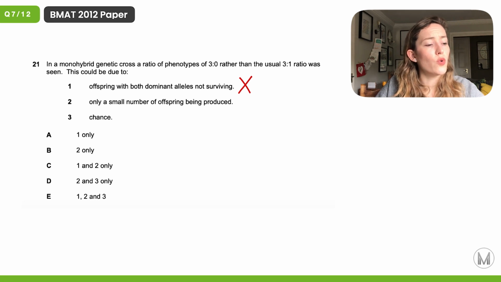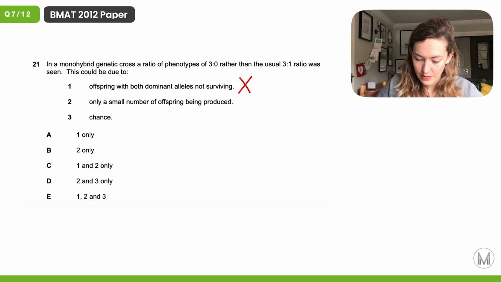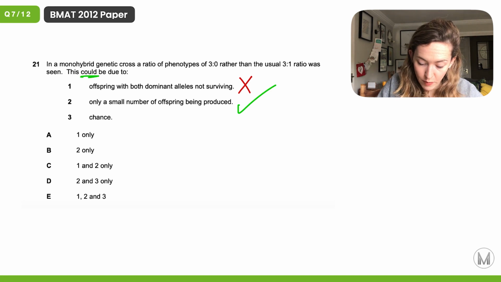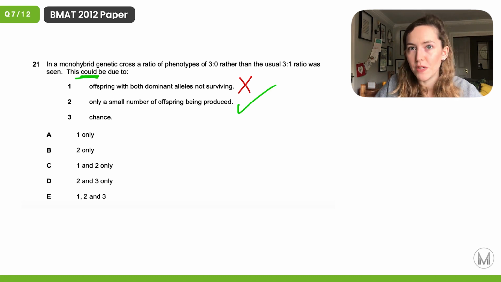And then we've got only a small number of offspring being produced. So a ratio of 3 to 0 could happen if only a small number of offspring are produced. So for example, we could have 3 offspring with all 3 of the phenotypes. So that statement could be true. Remember, read the question carefully. It's asking what could be true.